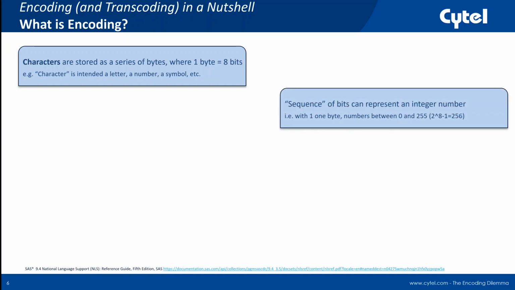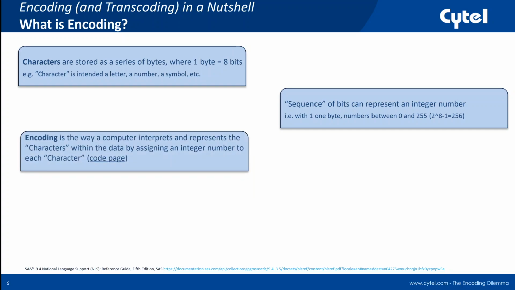As such, in computers, each character to be correctly represented is assigned a number. For example, with 1 byte, so 8 bits, we can represent 256 characters, each one identified by a number ranging from 0 to 255. This way, computers interpret and represent the characters within the data by assigning an integer number. This way of assigning an integer number is called encoding.